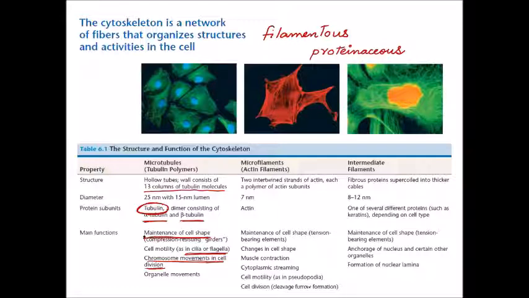Next one is called microfilament. So the main difference between microtubule and microfilament is the type of protein. Microtubules are made up of tubulin proteins. Microfilaments are made up of actin proteins. So that is the main difference between microfilaments and microtubules.